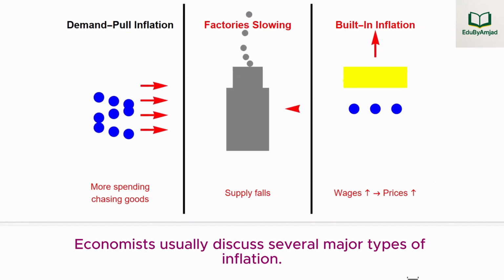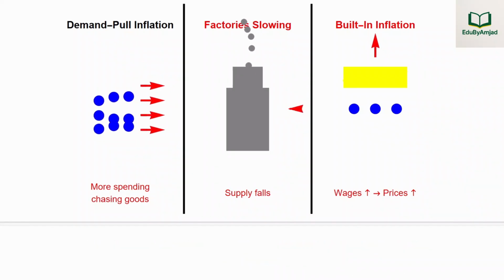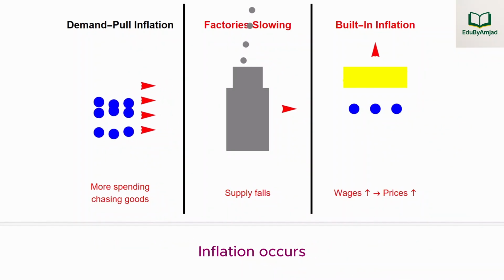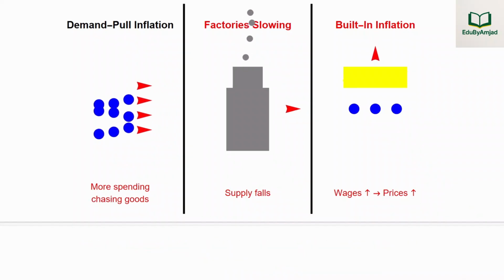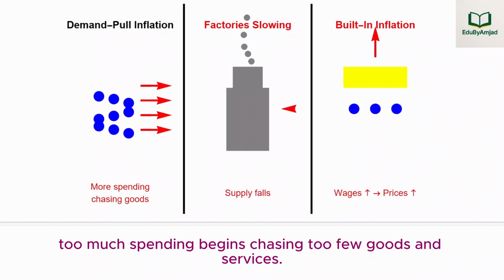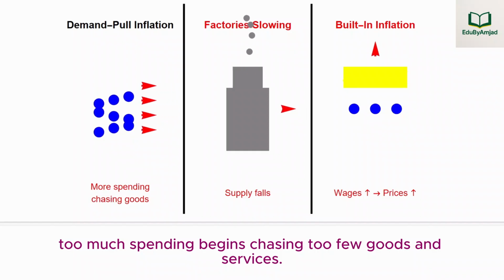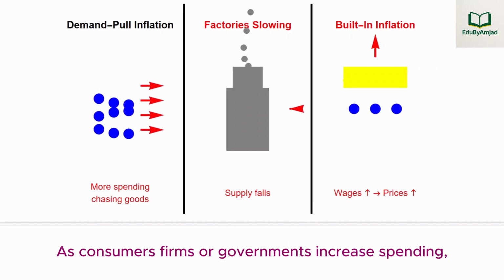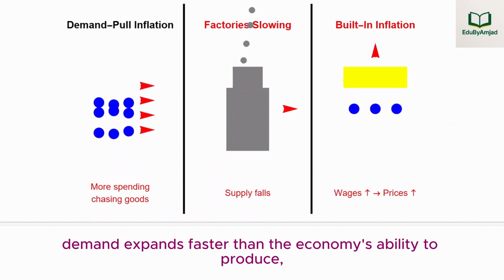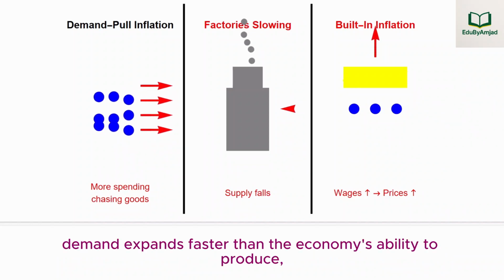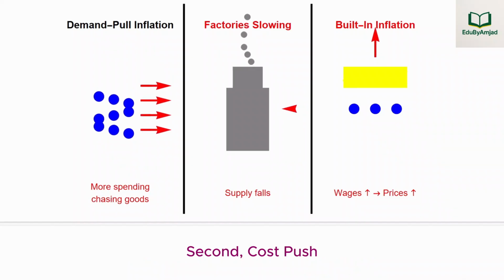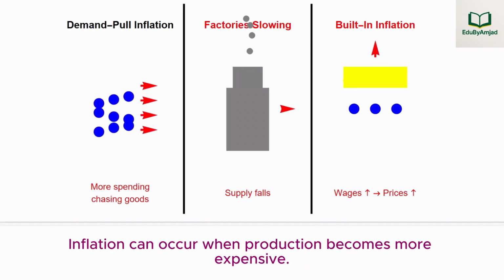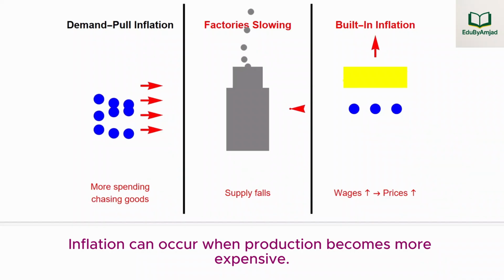Economists usually discuss several major types of inflation. First, demand pull inflation occurs when spending in the economy rises faster than production. In simple words, too much spending begins chasing too few goods and services. As consumers, firms, or governments increase spending, demand expands faster than the economy's ability to produce, putting upward pressure on prices.